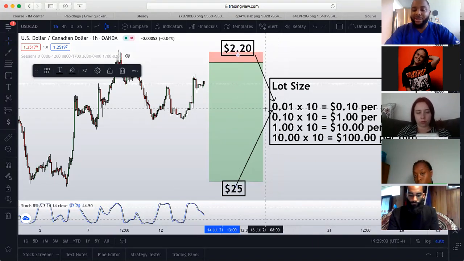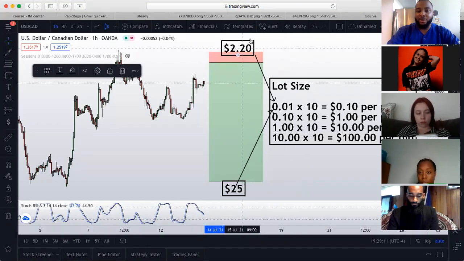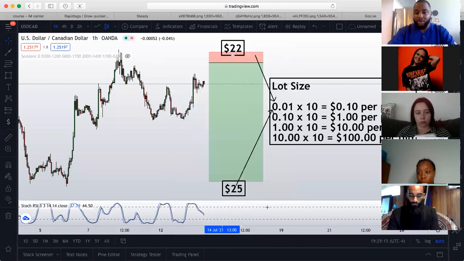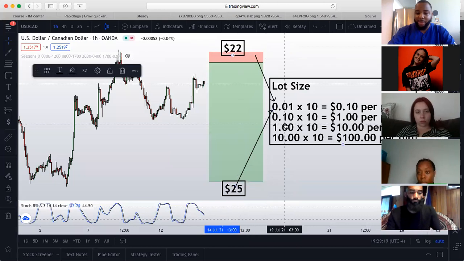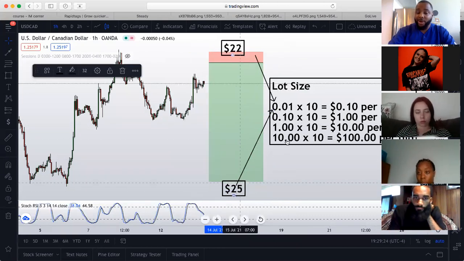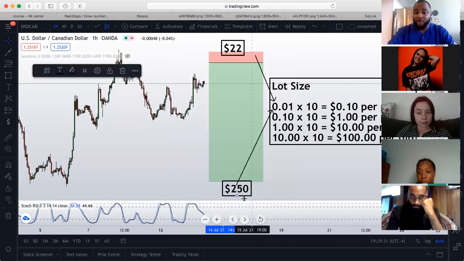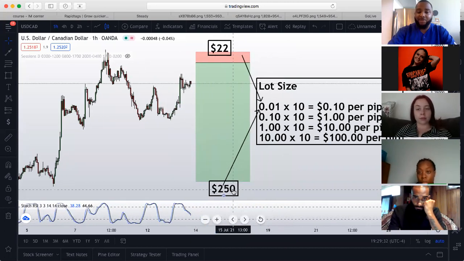Now, let's say we took that exact same trade, but we're using 0.10 on that same trade. Instead of risking $2.20, we're now risking $22, okay? Now it's $22 based off your lot size. But now the reward is greater because now it's $1 per pip. For 250 pips, we're looking to make $250 on the exact same trade.